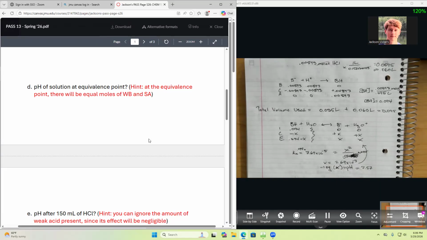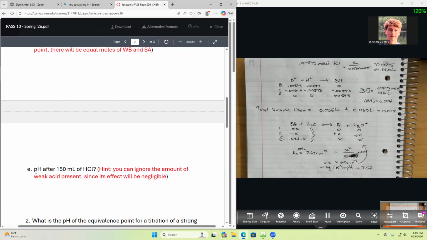The next one is friendlier. And this is the last type of titration problem we're going to do today. This is where you've gone past the equivalence point. So we've added an excess of strong acid, and we're going to see that this one is the easiest of all of them.